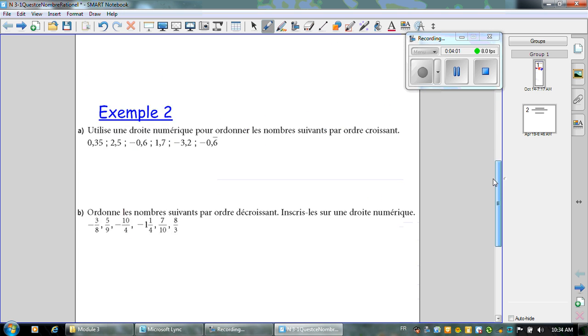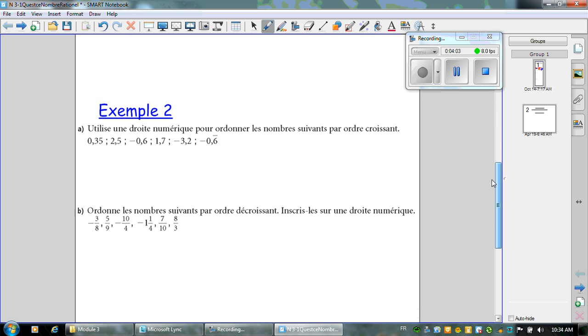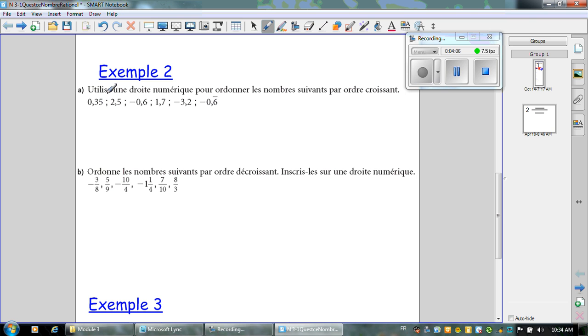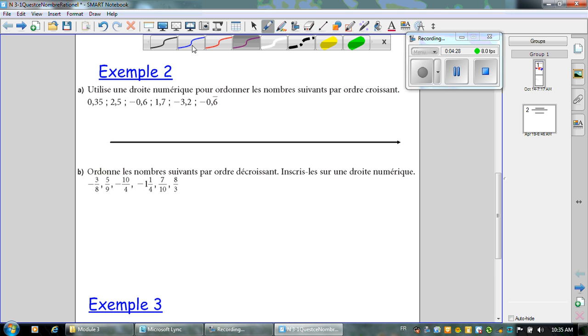Now, for our second example, we are going to use a number line to order these numbers into ascending order, meaning from smallest to biggest, so from least to greatest. All right. So let's start off by drawing just a number line here. What we're going to do is place each number on the number line. So let's look at our numbers. The largest one is 2.5, and the biggest one is 3.2.